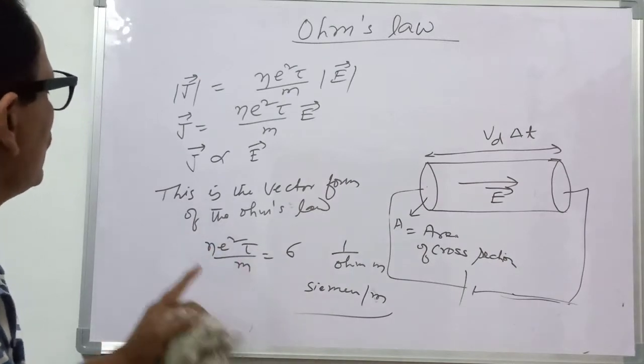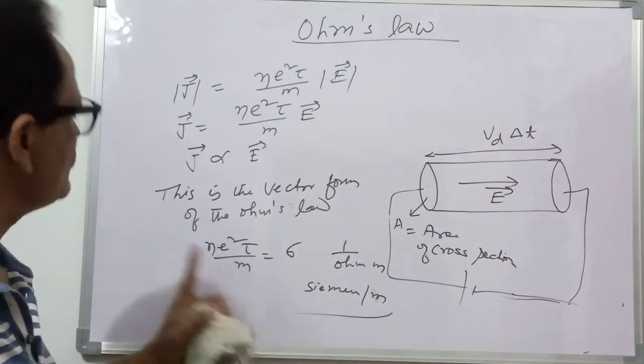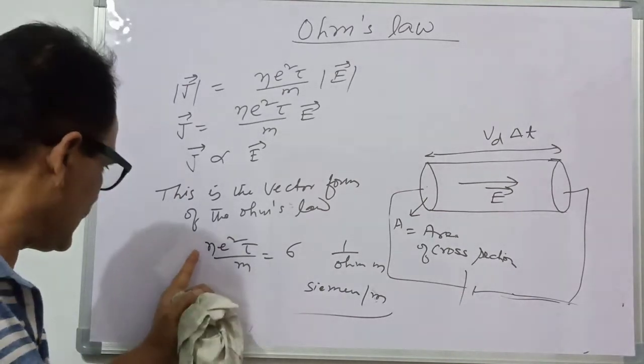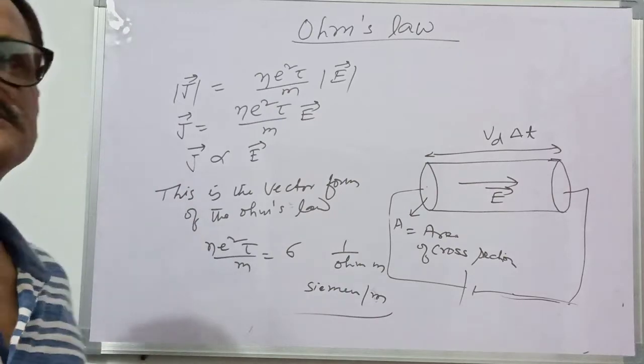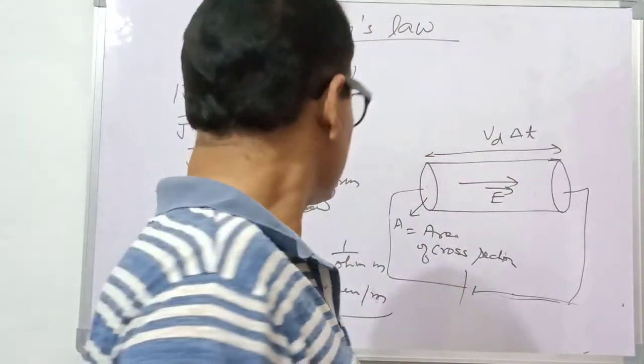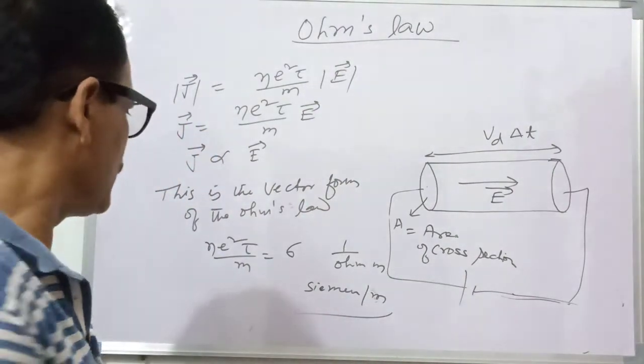And this conductivity will depend on these factors. In these factors, e and m are fixed constants, and they will be constant for all types of conductor, but n and tau will change in different conditions for different types of conductor, and this tau will depend on the temperature.